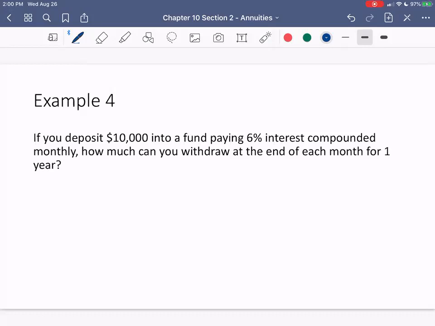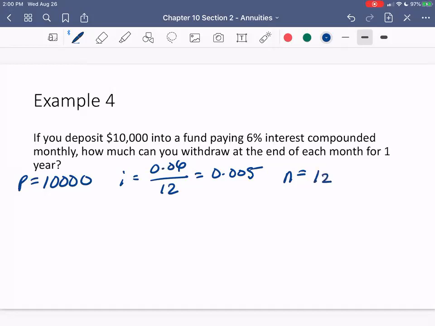So first off, we look and we say, what is the present value? So our P, our present value, is 10,000. Our I, we're going to say our interest, which is 0.06, over our M, which is 12. I said N again, I meant M, 0.005. And then our N is how many times is it compounded per year? It's 12. And we're only looking for one year. Right, so that's just 12.